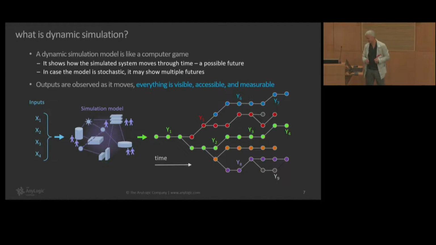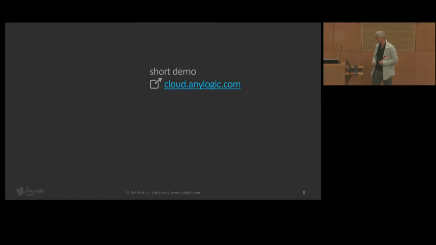So dynamic simulation is not a black box like, for example, an Excel spreadsheet could be, or some AI could be, right? Because you always know why something happened, right? Now, the software that we develop is built well and always works. Therefore, I can afford doing some live demo.